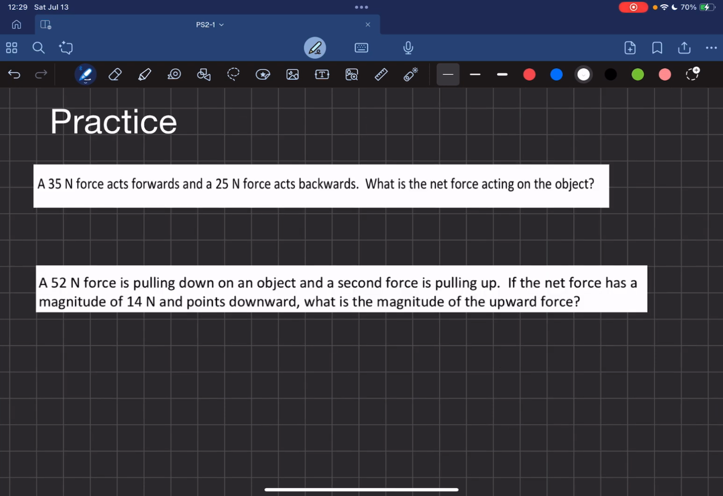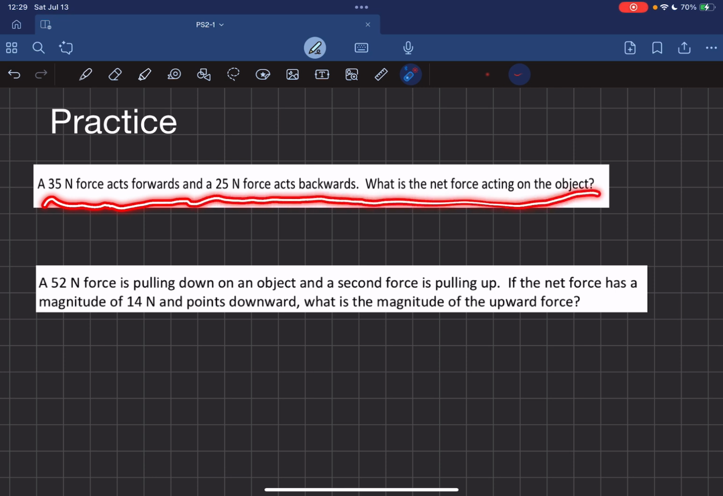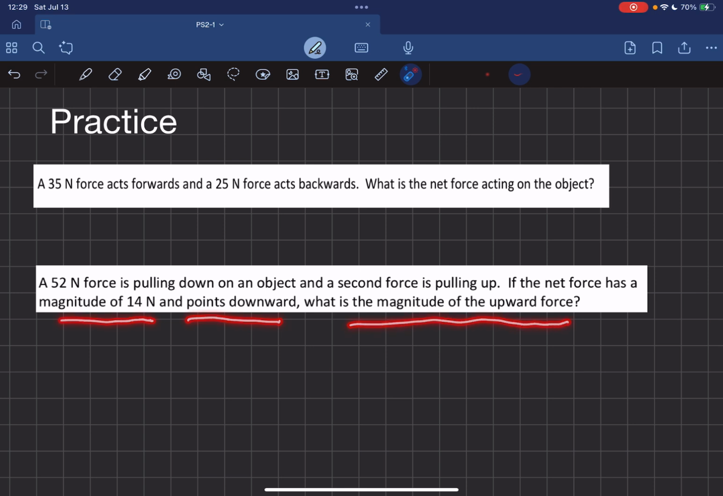There are two practice problems. The first one: a force of 35 newtons acts forward and a 25 newton force acts backwards. What is the net force? Now you could probably do this in your head, but for practice's sake, I'd recommend you write this out. The second: if a 52 newton force is pulling down on an object and a second force is pulling up, and the net force has a magnitude of 14 newtons and points downwards, what is the magnitude of the upward force?